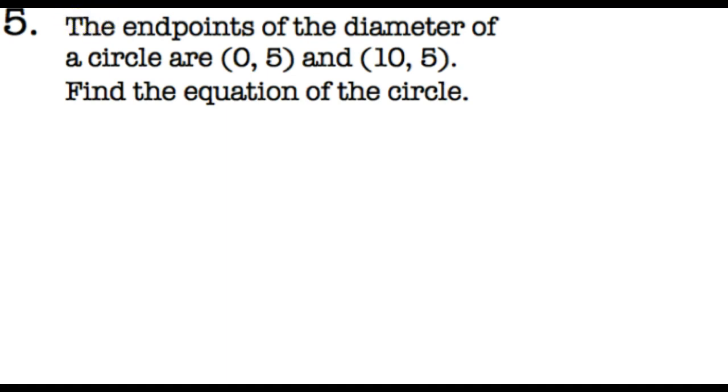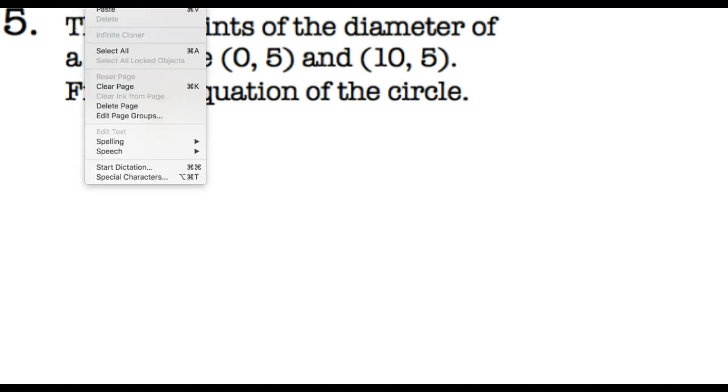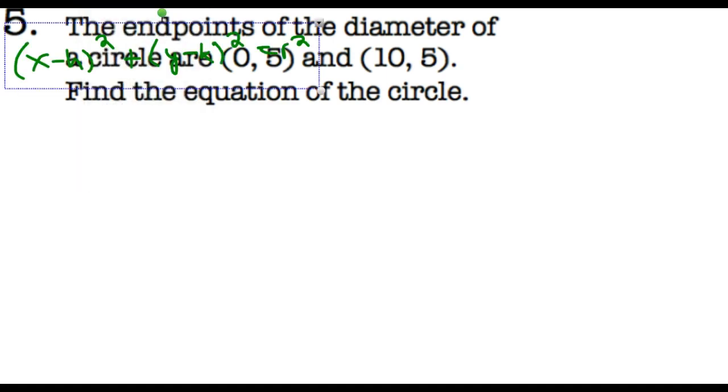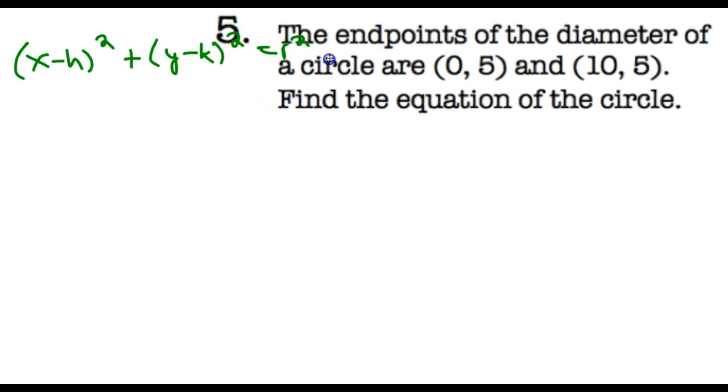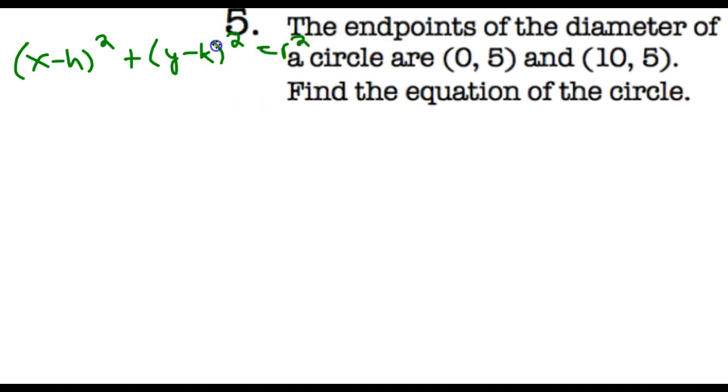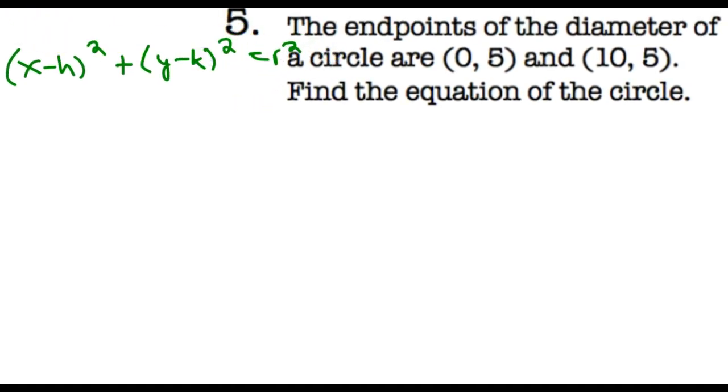All right, one more. It says the endpoints of a diameter of a circle, let's paste in our equation here, are (0, 5) and (10, 5). Find the equation of the circle. So here I don't know the center and I don't know the radius. So I'm going to start by finding the center of the circle.